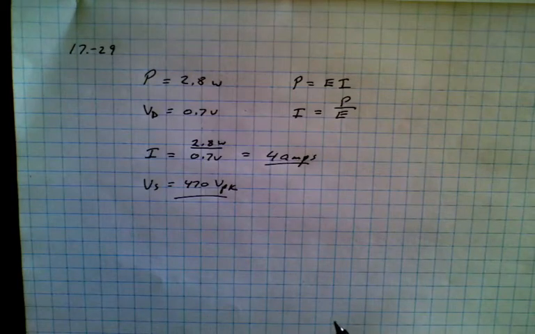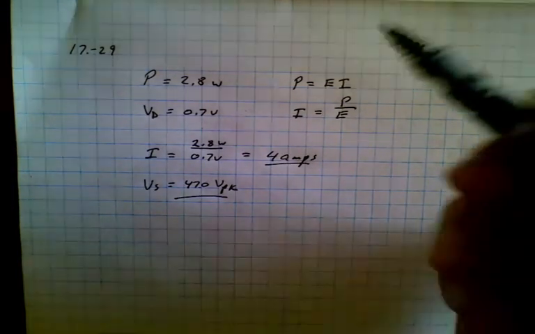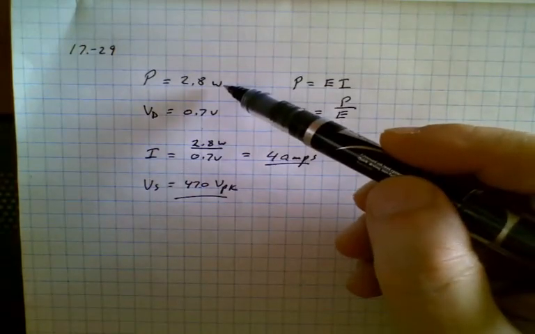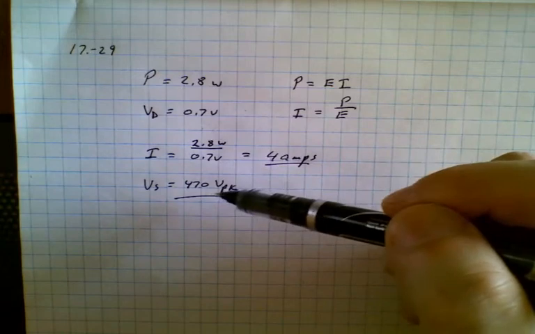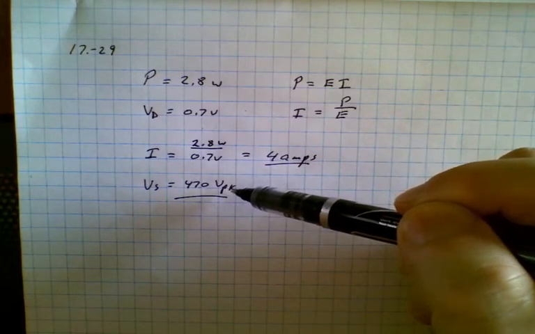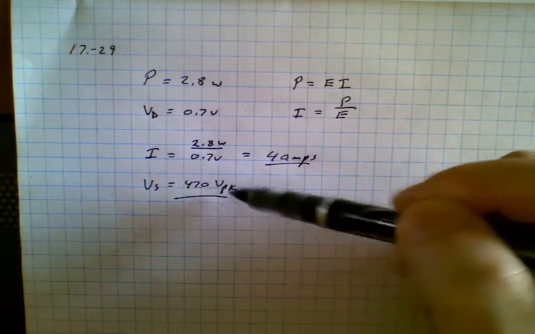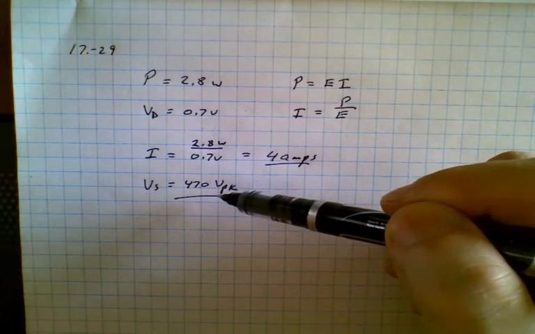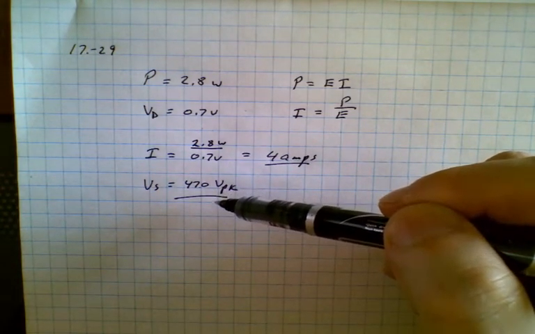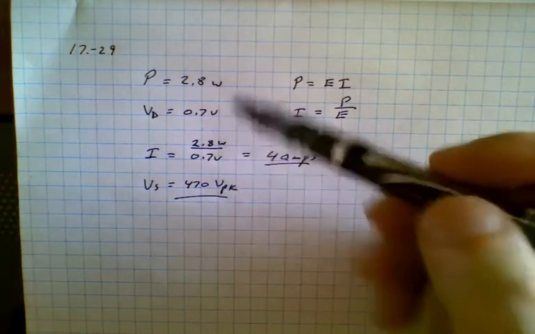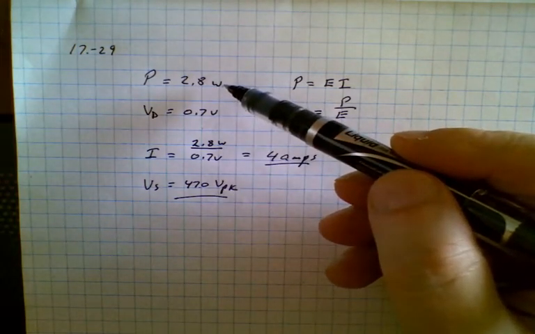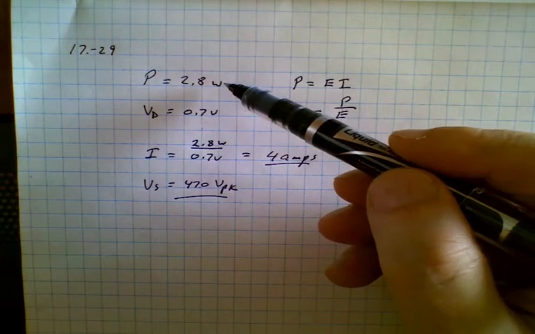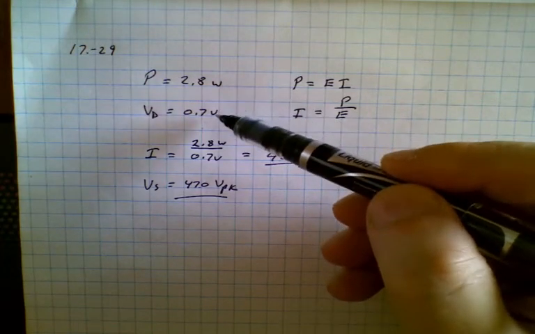In question 1749, we were asked to select a diode that could dissipate 2.8 watts and could handle a source voltage of 470 volts peak, which means that this would have to be its minimum breakdown voltage. The thing that we need to do is translate these numbers into current. When the diode is conducting, that's when it's going to dissipate power. So, since it's conducting, the voltage drop across it will be 0.7 volts.